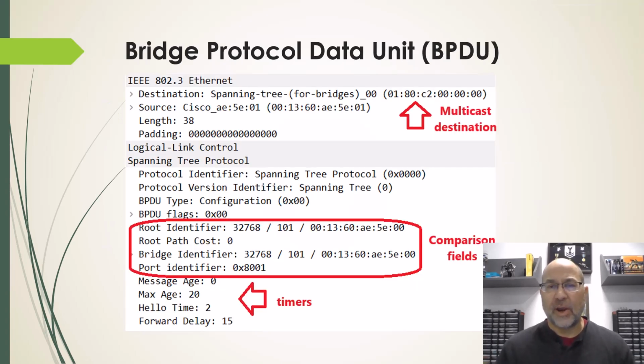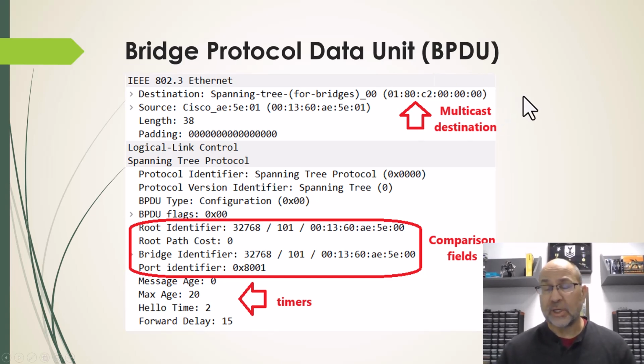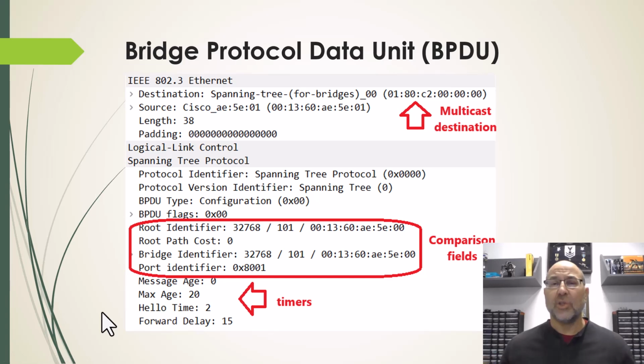Here is a frame that is the special multicast Ethernet frame that is a BPDU. So we can see up top, we've got this multicast destination. This multicast destination is reserved for spanning tree. So switches pay attention to it, but most other nodes don't. And here is the operating part of the BPDU, all of this stuff here. So down at the bottom, we've got timers. We'll talk about those later, but really, this central part here, the comparison fields, are the ones that we really care about. Those are the ones that we're going to act on.